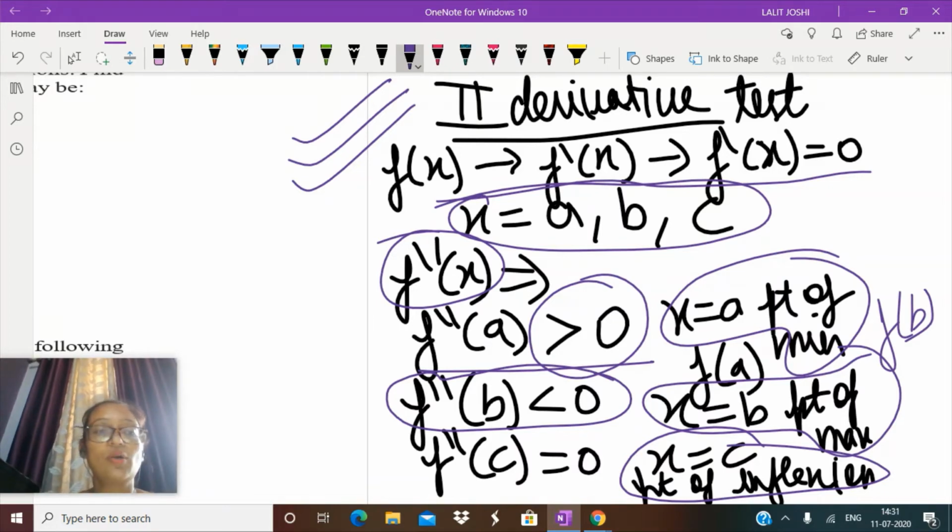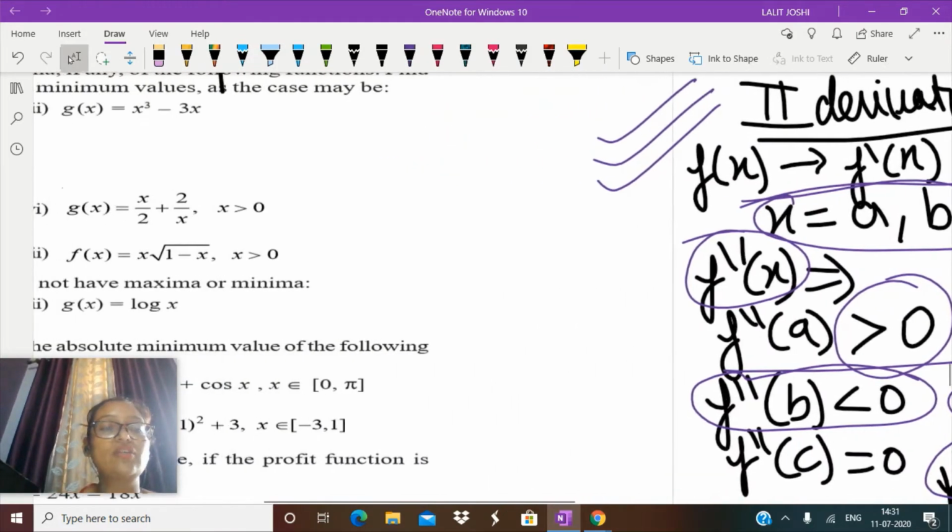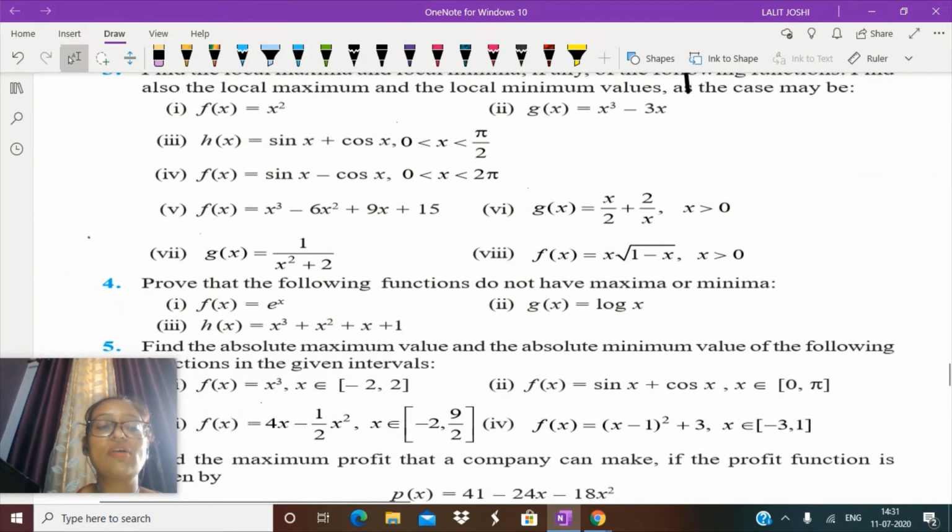So moving on to the questions, how we will be doing questions of this type. We have this question of exercise 6.5, question number 3. Now what it says: find the local maxima and minima. When the word local is used, it means we have to find, within the domain or in the open interval, the maximum and minimum value of the given function, right?